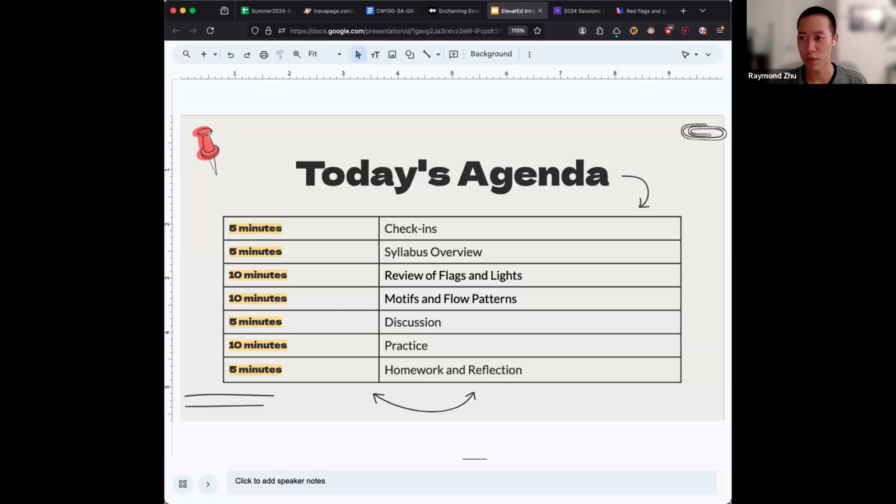And then, like I said, there's going to be a little feedback form. I'll give you guys maybe 5 to 10 minutes to fill it out. You can let me know how I'm doing, how you're doing in the class, if there's anything that you feel like we could change to make it better for you. And then we'll talk about homework and reflection. Any questions before we get started about the homework, about class, about anything?